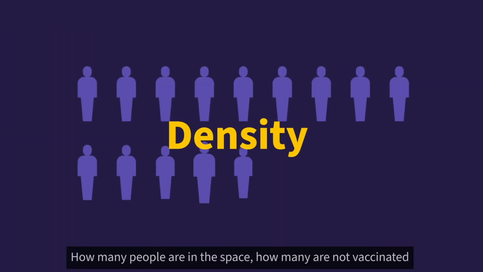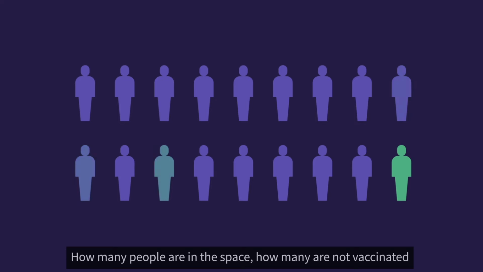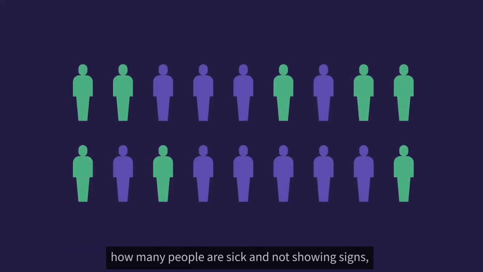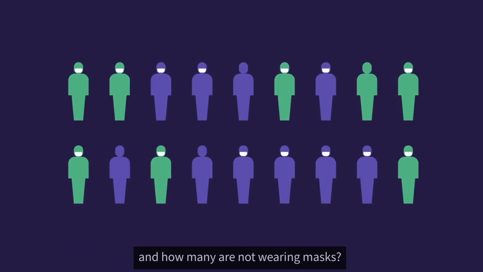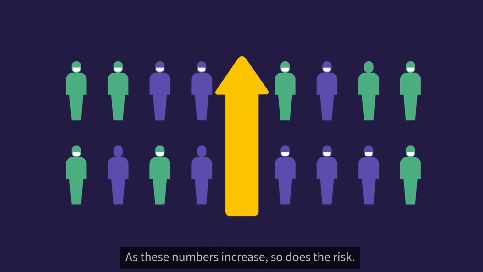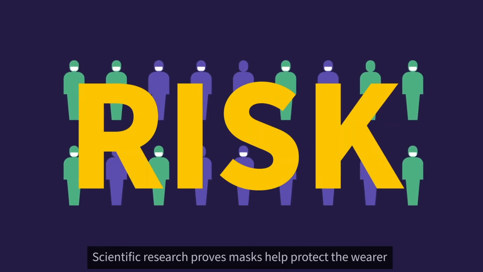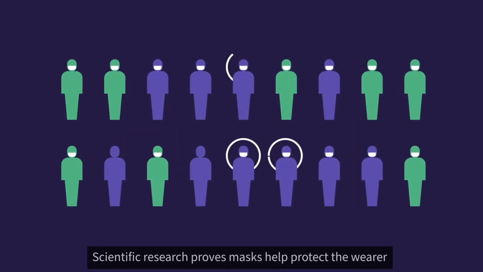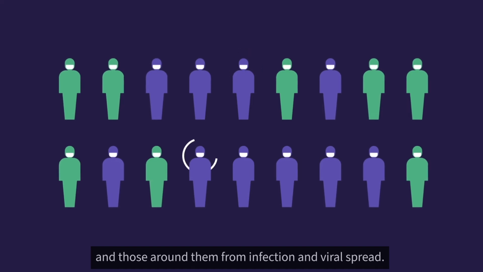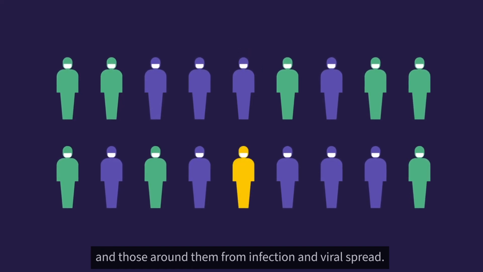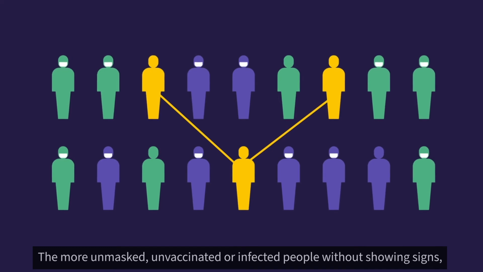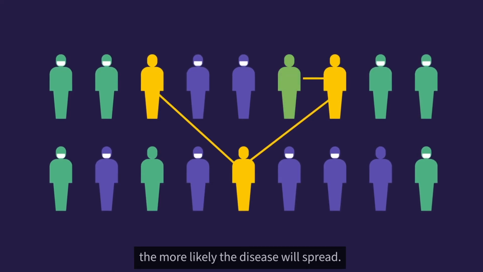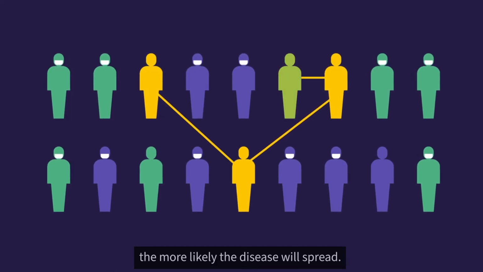Density. How many people are in the space? How many are not vaccinated? How many people are sick and not showing signs? And how many are not wearing masks? As these numbers increase, so does the risk. Scientific research proves masks help protect the wearer and those around them from infection and viral spread. The more unmasked, unvaccinated, or infected people without showing signs, the more likely the disease will spread.